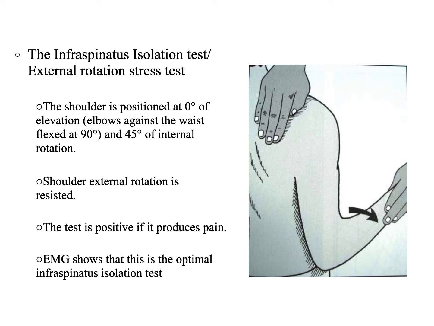Then there is the infraspinatus isolation test, or the external rotation stress test. The shoulder is positioned at 0 degrees of elevation, the elbow against the waist flexed at 90 degrees and 45 degrees of internal rotation. Shoulder external rotation is resisted. The test is positive if it produces pain, and EMG shows that this is the optimal infraspinatus isolation test.